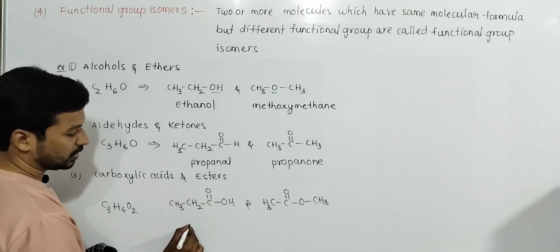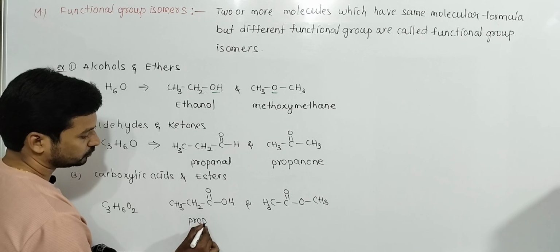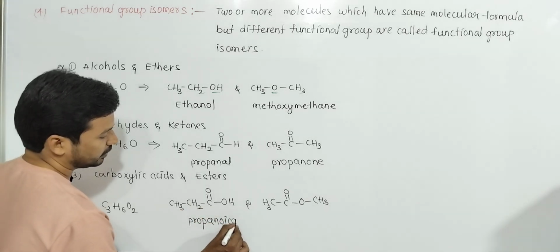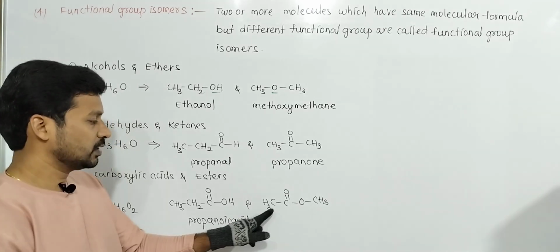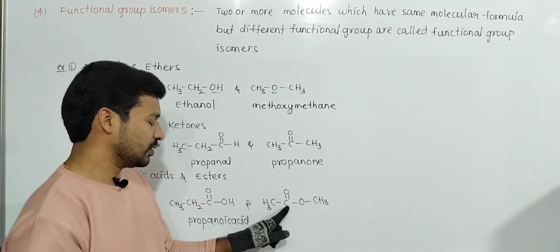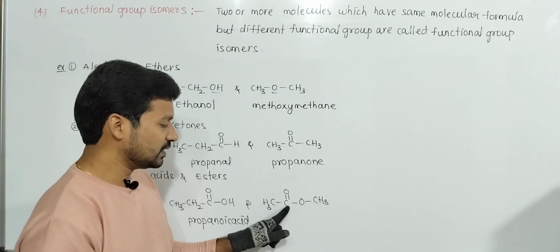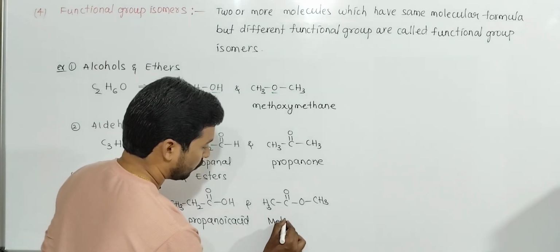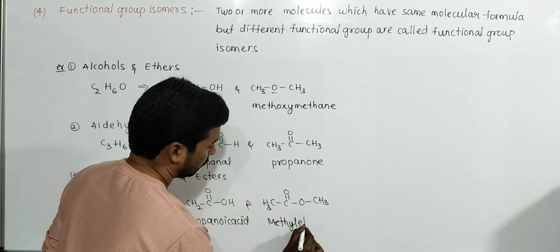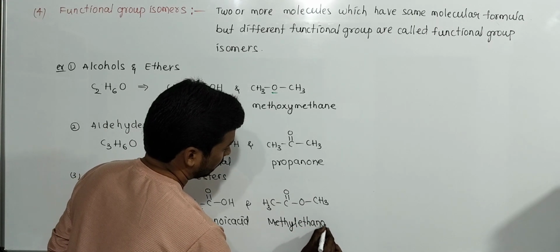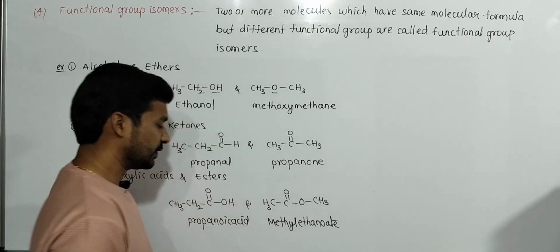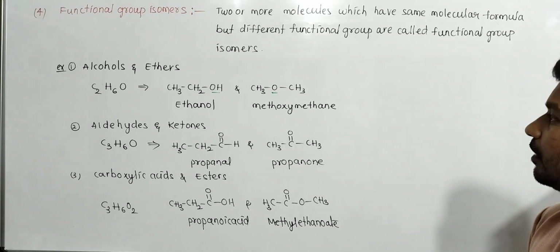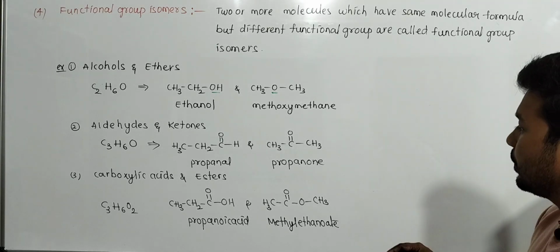IUPAC name: 3 carbon atoms are there. So prop, single bond between 3 carbon atoms: an, COOH functional group: oic acid. Propanoic acid. For the ester, methyl, then 2 carbon atoms in the parent chain: eth, an, oate. Methyl ethanoate, or you can also call it methyl acetate. Both are functional group isomers. Molecular formula same or not? Yes, molecular formula same, functional group different, so functional group isomers.